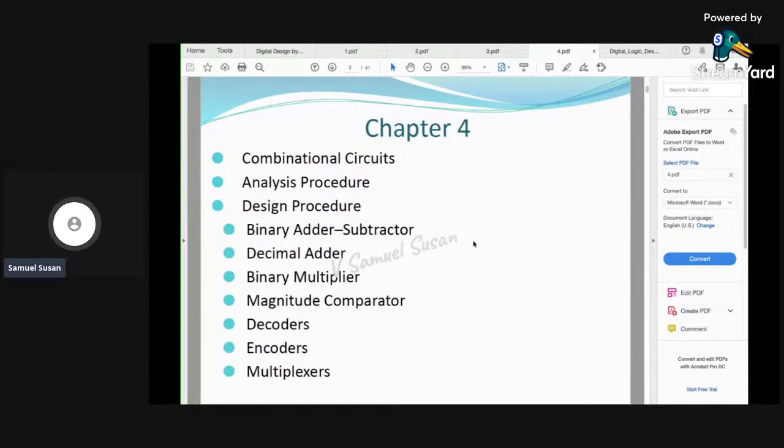Again, in these circuits like binary adder, magnitude comparator, and decoders, we may have different sizes like a 4-bit magnitude comparator, 4-bit binary adder, right? And even in decoders, there are different sizes like 2 by 4, 3 by 8, etc. So we go with the magnitude comparator now.